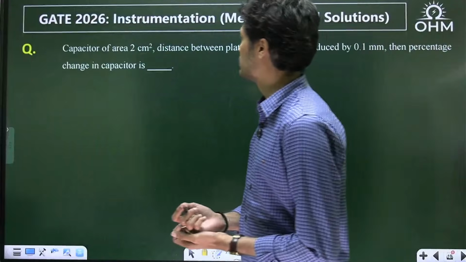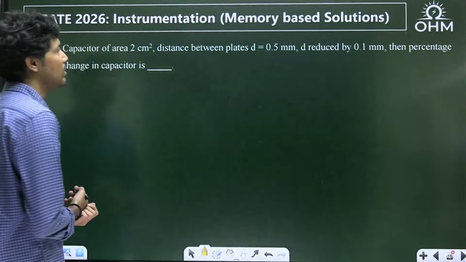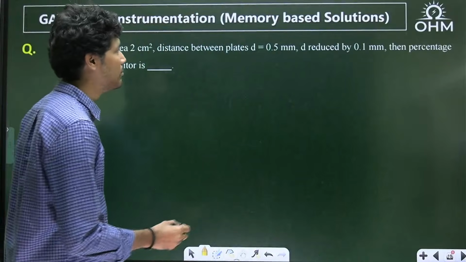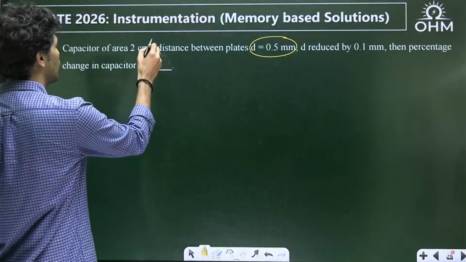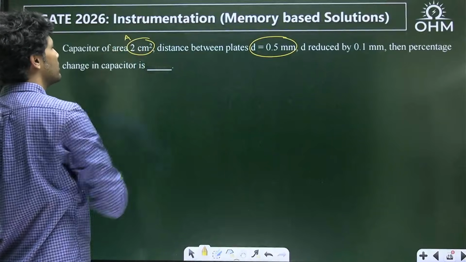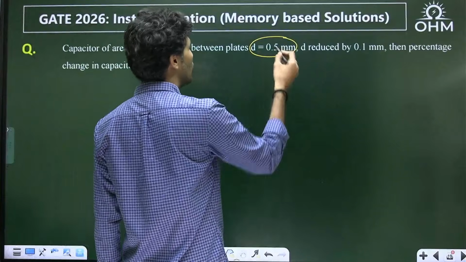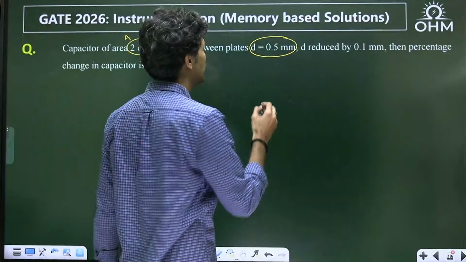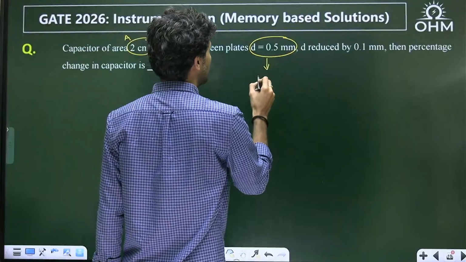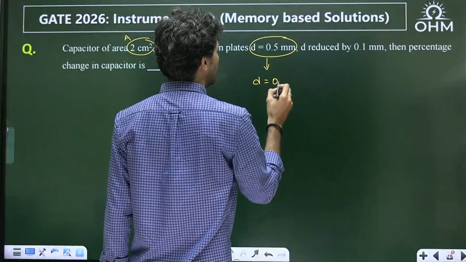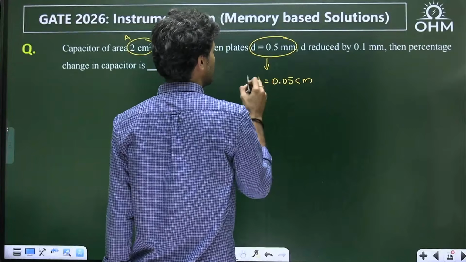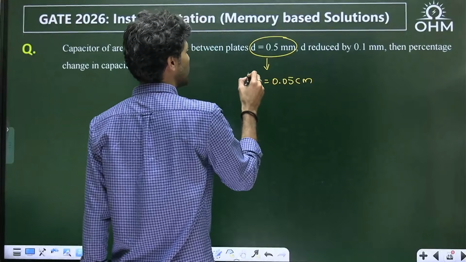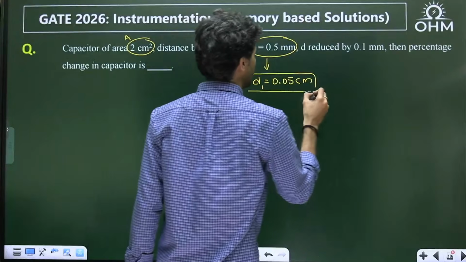So there is a capacitor of area 2 centimeter square, and the distance between the plates is 0.5 millimeter. Since the area is in terms of centimeter square, let's write the distance in terms of centimeters too. 1 millimeter is 0.1 centimeter, so the distance D becomes equal to 0.05 centimeters. Okay, so this is the initial distance.